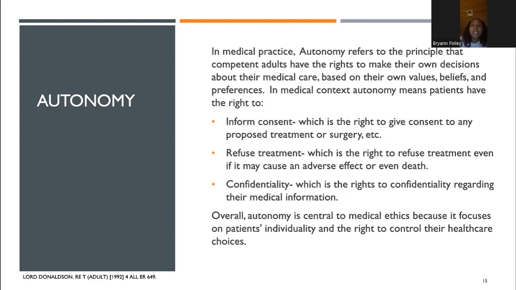In the medical context, autonomy means patients have the right to informed consent, which is the right to consent to any proposed treatment or surgery; to refuse treatment, even if it may cause adverse effects or even death; and to confidentiality regarding their medical information. Overall, autonomy is central to medical ethics because it focuses on patients' individuality and their right to control their healthcare choices.